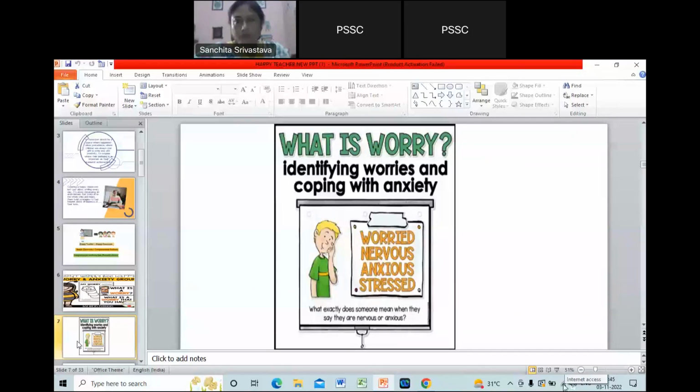Yes. Now, what is worrying? Worry is something that is disturbing, which is a stress. So identifying worries and coping with anxiety is one of the very, very important things. Worry creates nervousness. Nervousness creates anxiousness, and anxiousness later creates stress. So what exactly does someone mean when they say they are nervous or anxious? What happens when somebody is anxious? They are stressed. So you cannot be peaceful or worried.